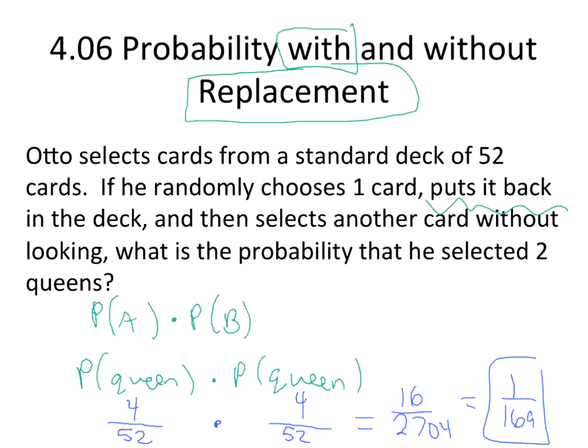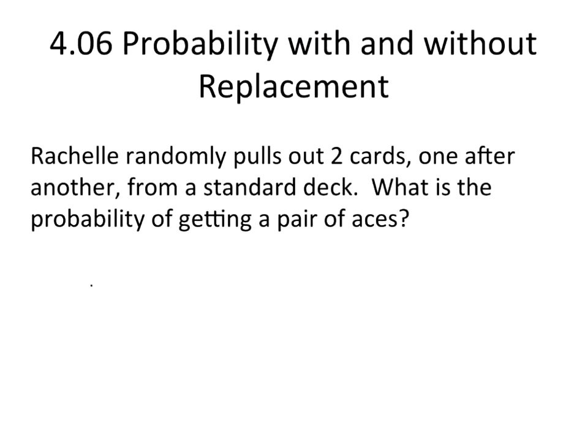So not that you're old enough to play poker, but if and when you are, you would have a 1 out of every 169 pulls of getting 2 queens in a row when you're pulling cards. Low probability, right? Doesn't happen very often that you're going to get 2 queens in a row. Happens, just not that often. Okay, you guys did great. Let's try another one.